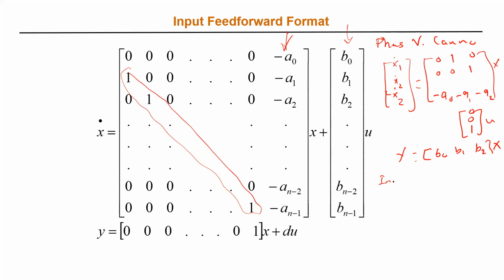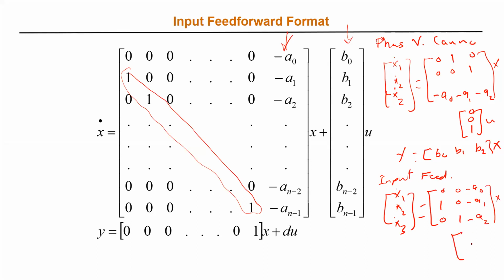Input feed forward. What do I have? I have x1 dot, x2 dot, x3 dot equal to [0, 0, minus a0; 1, 0, minus a1; 0, 1, minus a2] x, and I will have [b0, b1, b2] u, and y equal to [0, 0, 1] x.